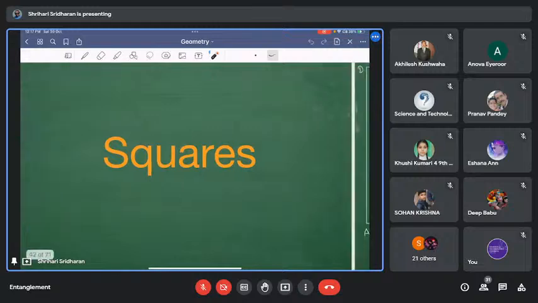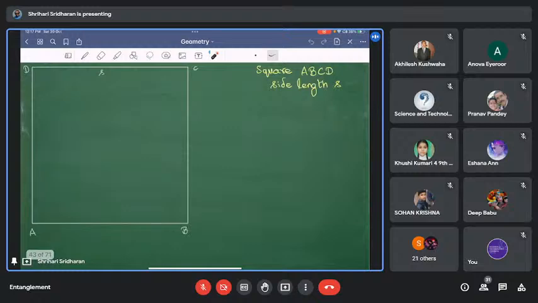So let's take a square ABCD. We know what a square means. A square means all four sides are equal, all four angles of the square are equal, and they are equal to 90 degrees. So let's start with a square ABCD of side length S.